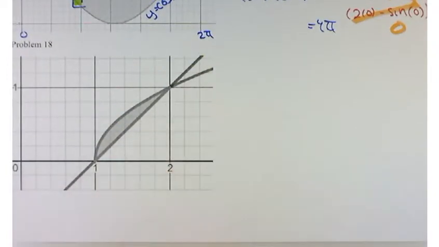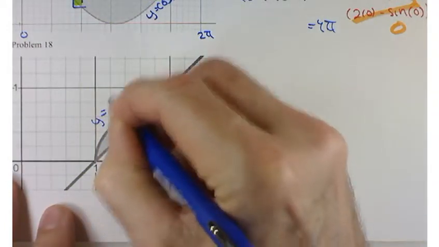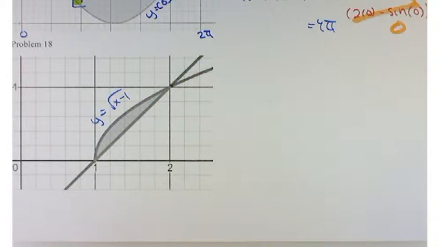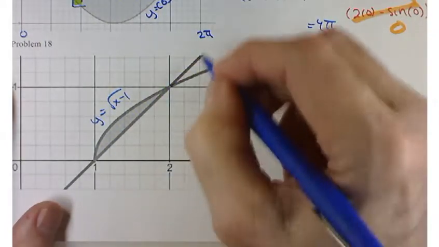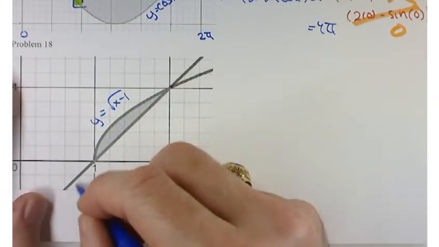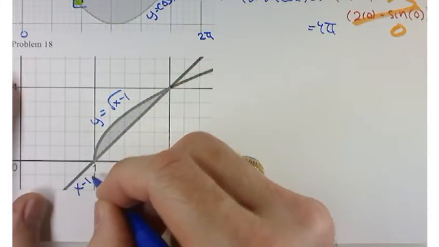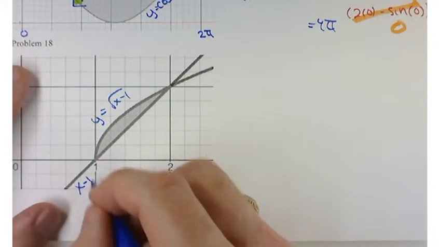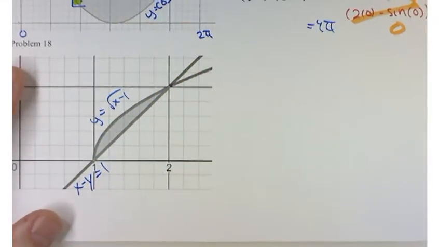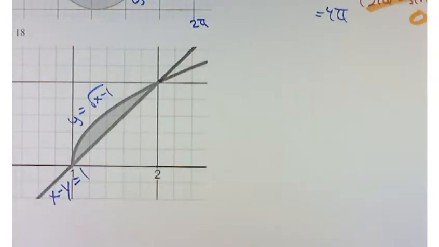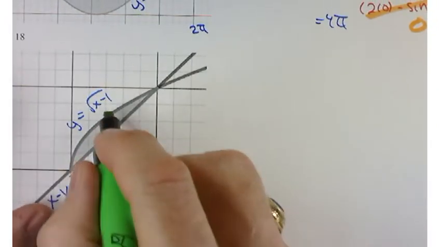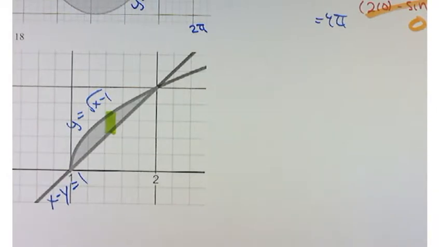Problem number 18. Let me give you the functions here. The functions are y equals the square root of x minus 1 and x minus y equals 1. There you go, so there are your two functions. Take a little slice here. Calculate the area of that slice.